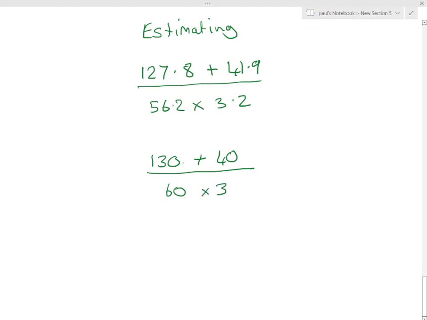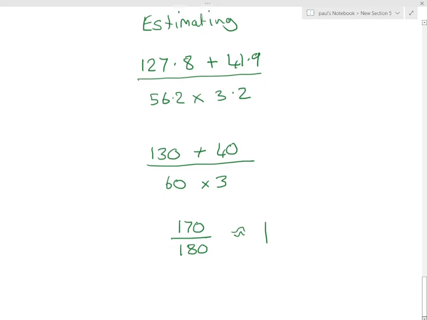So 130 plus 40 is 170. 60 times 3 is 180. Now we've got 170 divided by 180. Remember, we're just estimating, yeah? So we could say that's about, and that's that funny little wavy equals sign, it's about 1, isn't it? It's about 1.